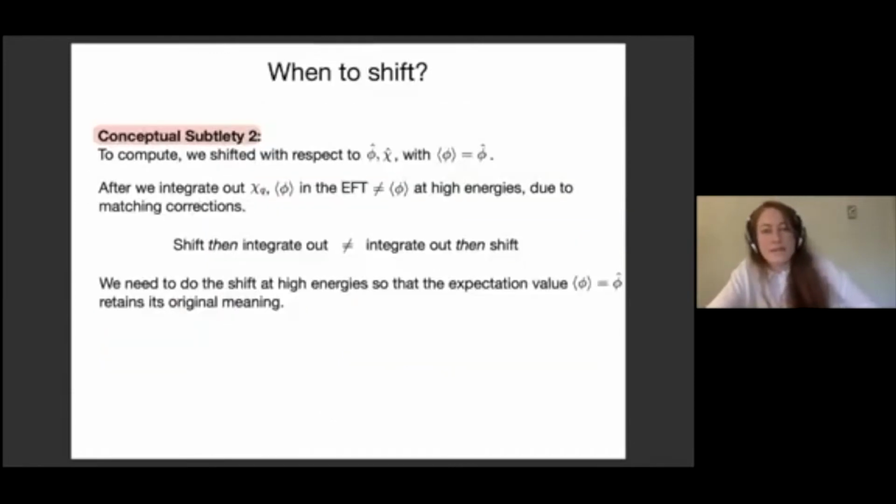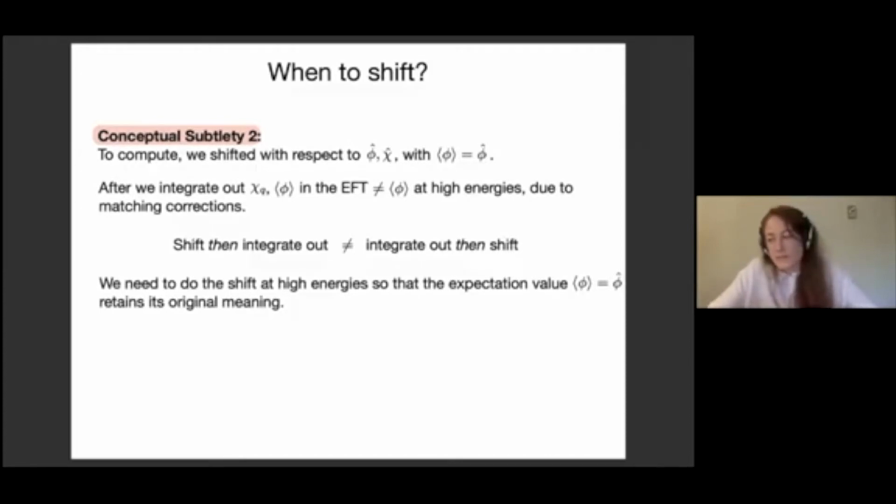So that was conceptual subtlety number 1. So now I can talk about conceptual subtlety number 2. I just told you that to compute the effective potential, we shift with respect to the background fields, where the background fields are the expectation values of the fields in the presence of the sources.